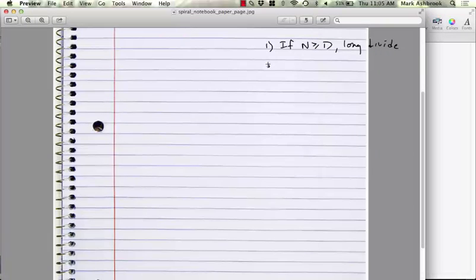Okay, second step. Okay, so another example. (5x plus 1) over 2x squared minus x minus 1.